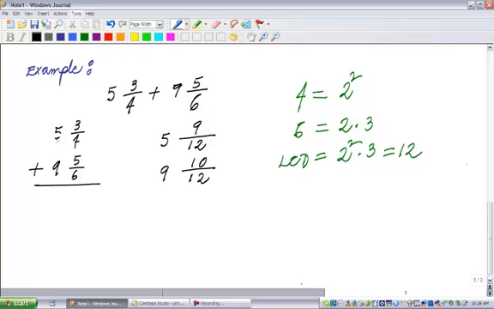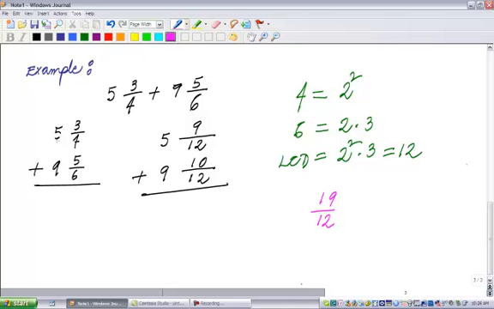Okay, now I'm going to add these two. First I have to add the fractions. If I add the fractions, what do I get? I'm going to write that in pink. I'm going to write that as 19 over 12, right?